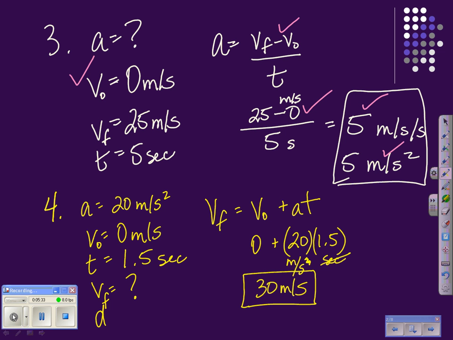So this time I'm going to look for D and I'm going to change the time to 1.8 seconds for this new problem. Let me write it in a different color. We'll do it in white instead.